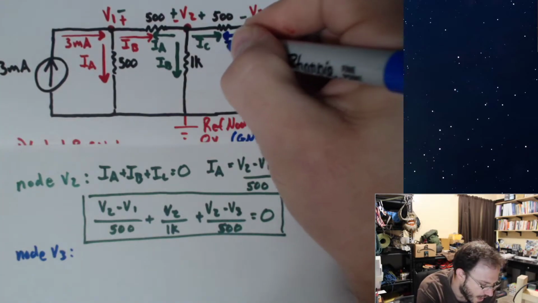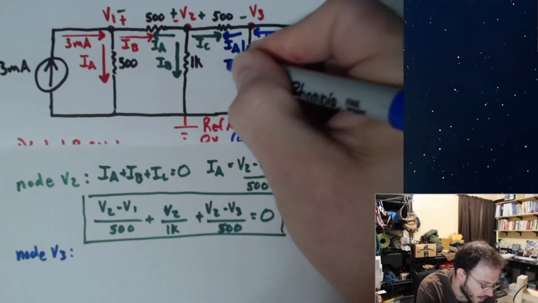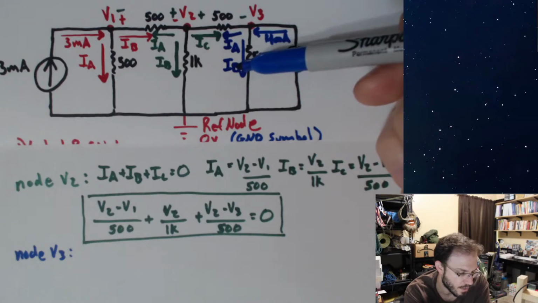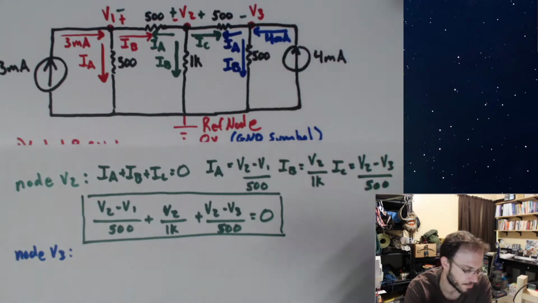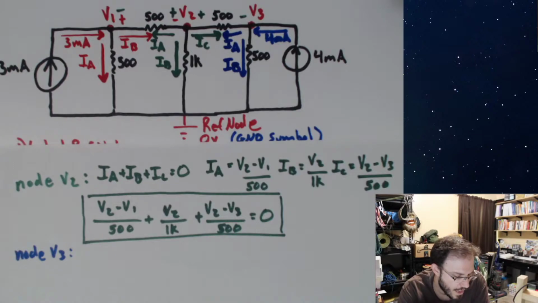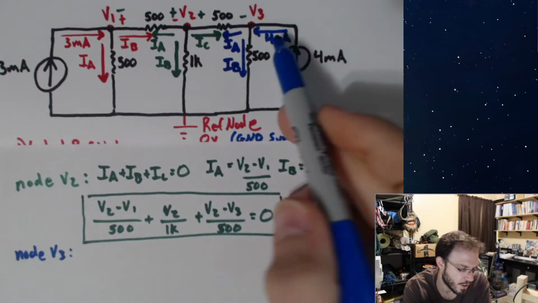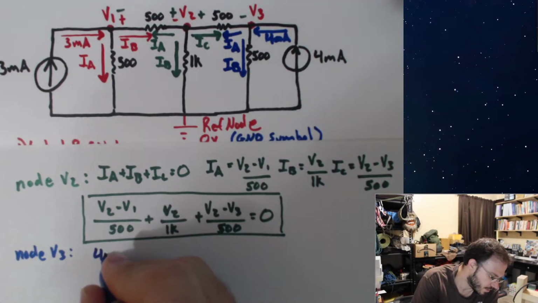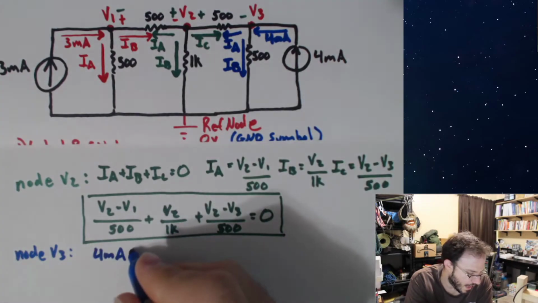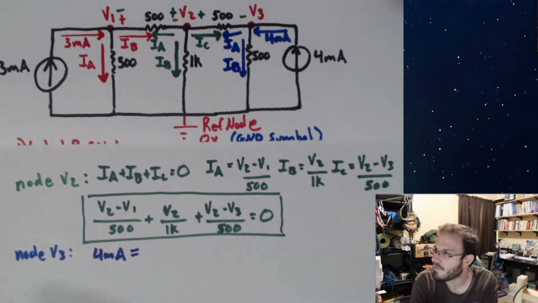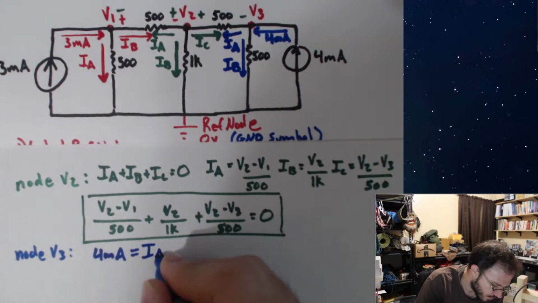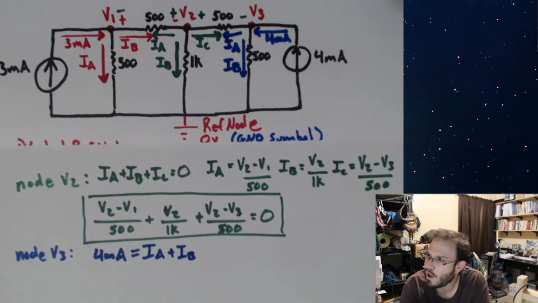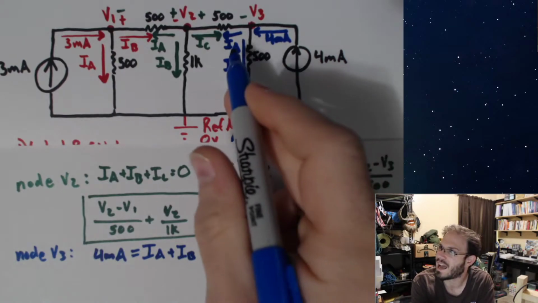Let's go with IA, IB. IA referring to the top one that's going to the left, and IB referring to this one through the 500 going down. All right, let's go ahead and write out KCL. The sum of all currents entering a node equals the sum of all currents leaving that same node. I have 4 milliamps entering, and that must be equal to everything that's leaving, which is IA plus IB. All right, now let's write out what we don't have, which is IA and IB.